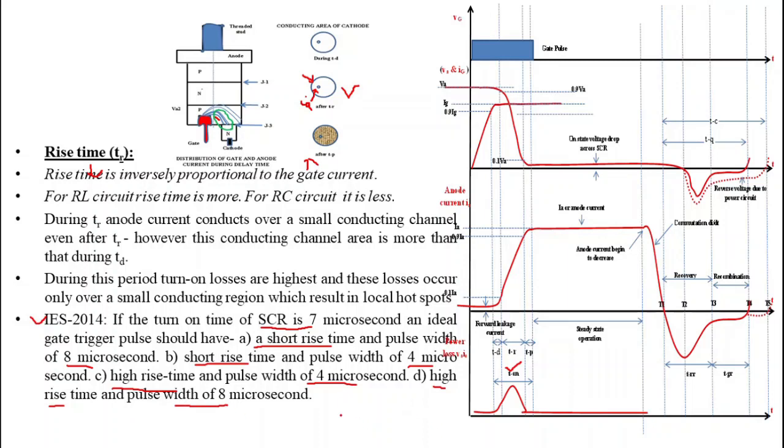To answer this, you must know that rise time is much higher than the delay time and the spread time, because the delay time is a fraction of a microsecond. That's why this rise time is considerable, or we can say that turn on time is nearly equal to rise time, or turn on time is slightly greater than rise time. That's why my answer is high rise time and pulse width of 8 microseconds.